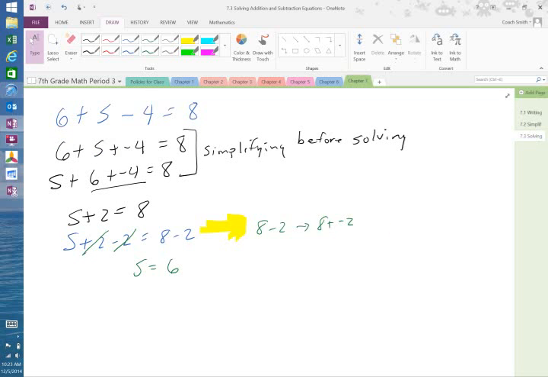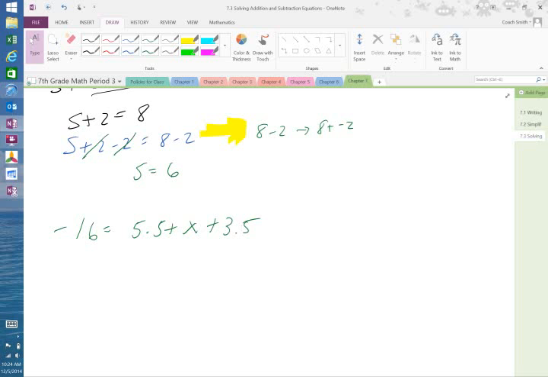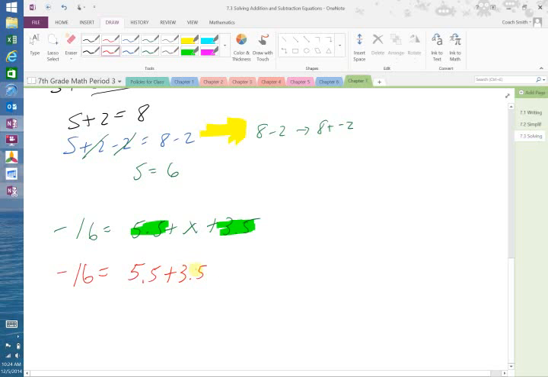Now then, they go in and they make it a little bit harder, and they go with negative 16 equals 5.5 plus x plus 3.5. Negative 16 is equal to 5.5 plus x plus 3.5. Now, once again, I can simplify the two constants. So I'm going to take negative 16 is equal to 5.5 plus 3.5 plus x.